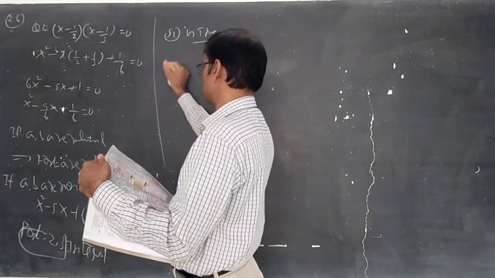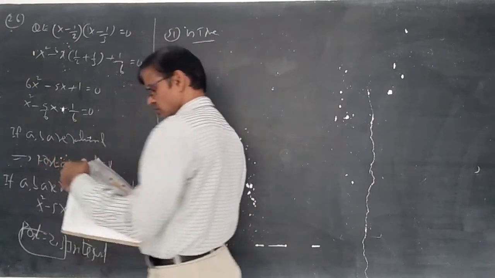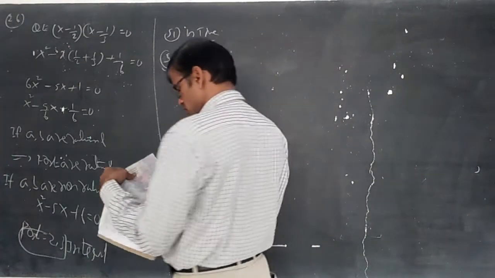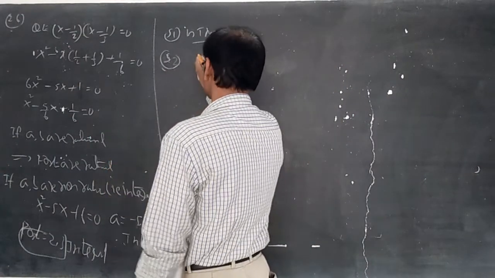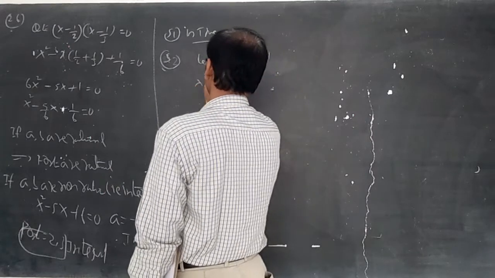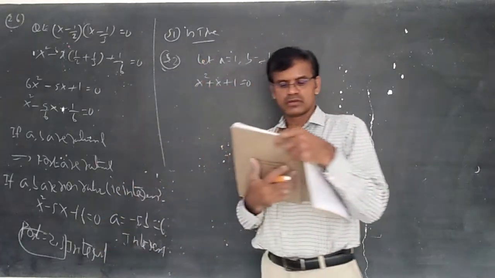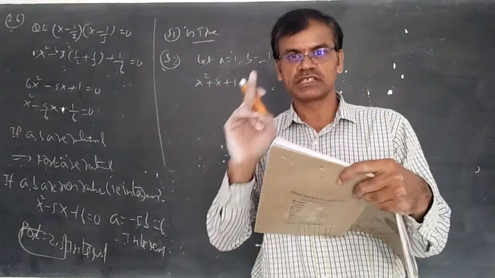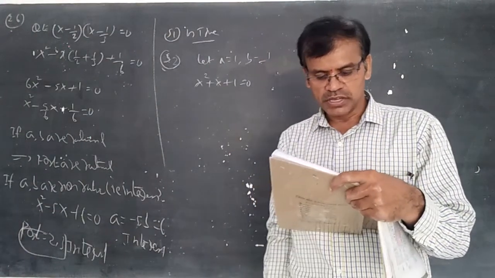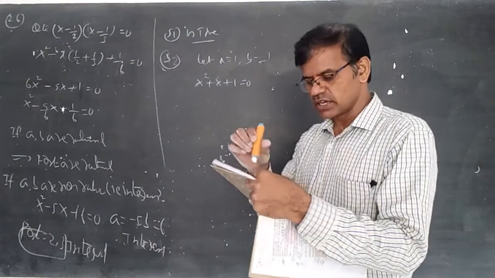Next, statement 2, S2. If A and B are integers, then the roots of x square plus ax plus b equal to 0 are necessarily integers. Let A equal to 1, b equal to 1. Write here x square plus x plus 1 equal to 0. A and B are integers. I have taken simply 1 and 1. Then the roots of x square plus ax plus b equal to 0 are necessarily integers.